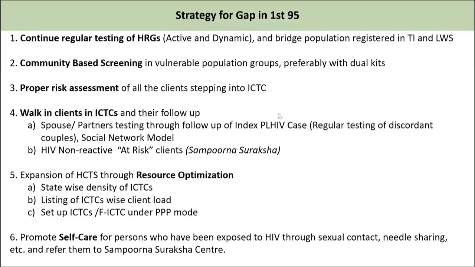Proper risk assessment of the clients who walk in at ICTC is very important. We need to ensure that. And spouse or partner testing as a follow-up of the index case, regular testing of discordant couples, and if those are not ready to share their partner details, we can provide them coupons or link them to the social network model. And for at-risk clients, we can link them with the Sampurna Suraksha clinic, which is coming up shortly.